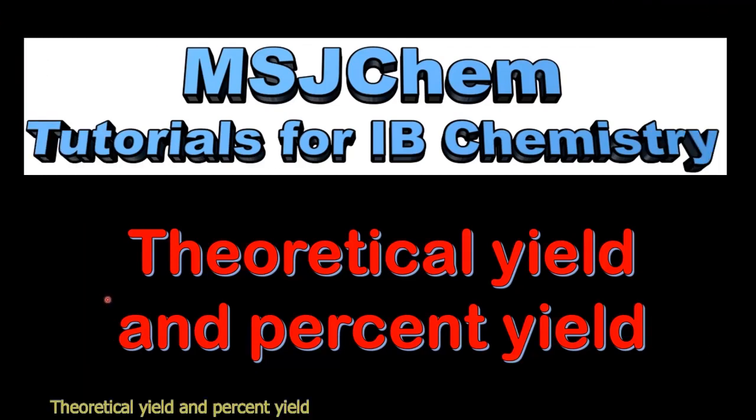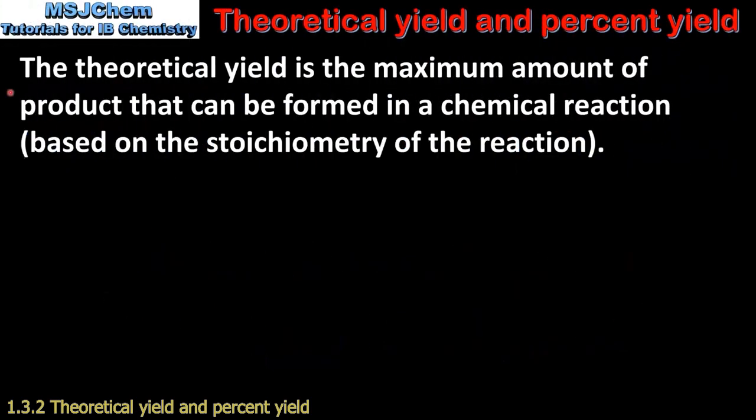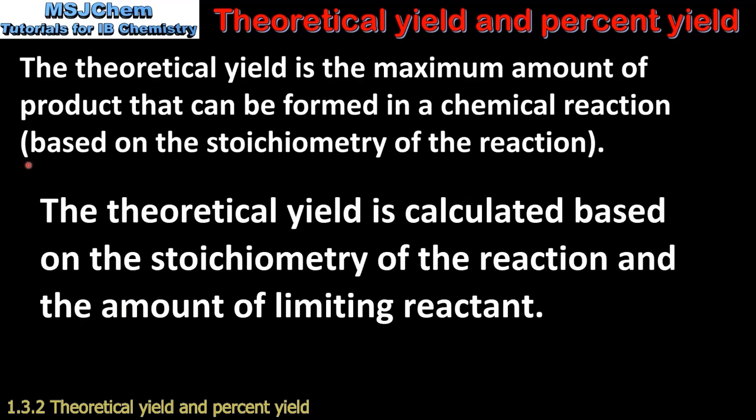This is MSJ Chem. In this video, I'll be looking at theoretical yield and percent yield. So let's start the video by looking at some definitions. The theoretical yield is the maximum amount of product that can be formed in a chemical reaction. The theoretical yield is calculated based on the stoichiometry of the reaction and the amount of the limiting reactant.